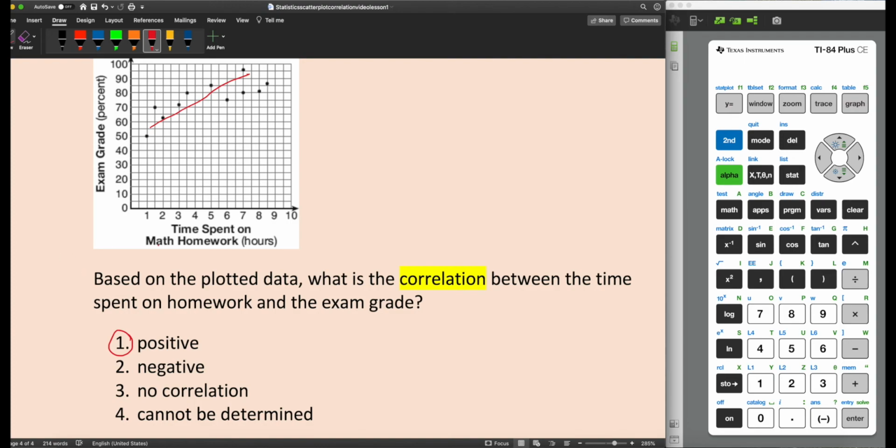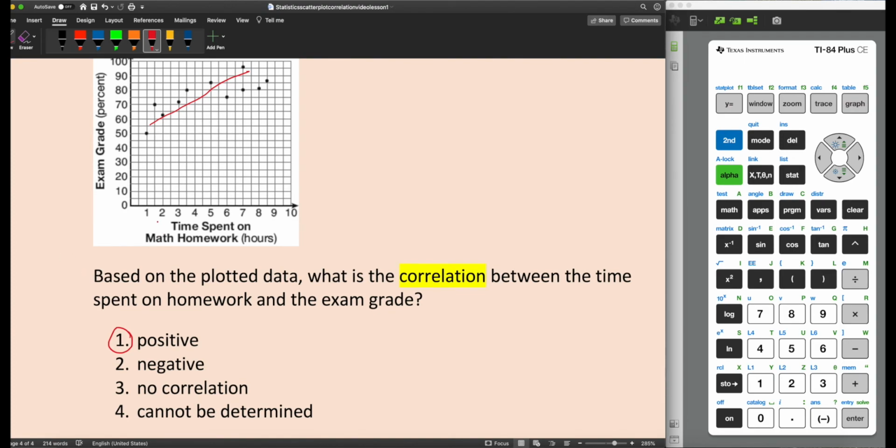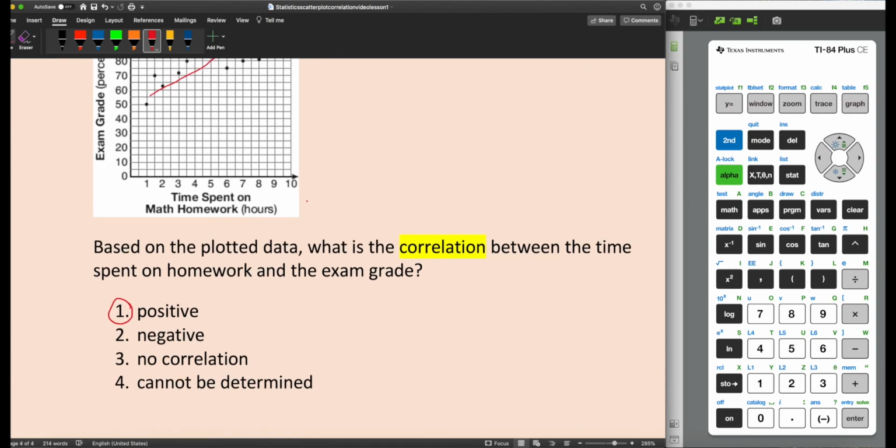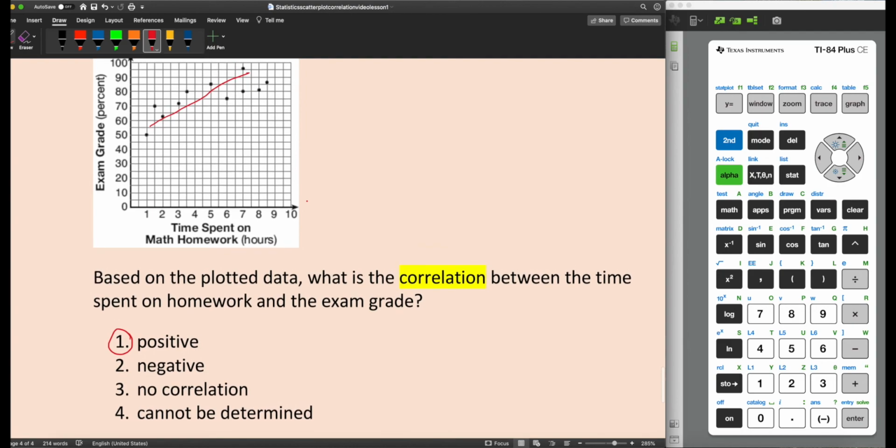So basically what this scatter plot is talking about is, as the time spent on math homework increases, the exam grade a student gets also increases. That is what we call a positive correlation. And guys, that is basically it. That is scatter plots on a Regents exam, simple.